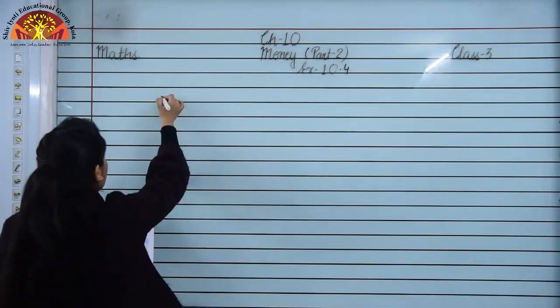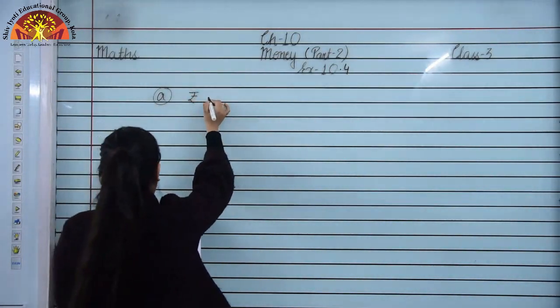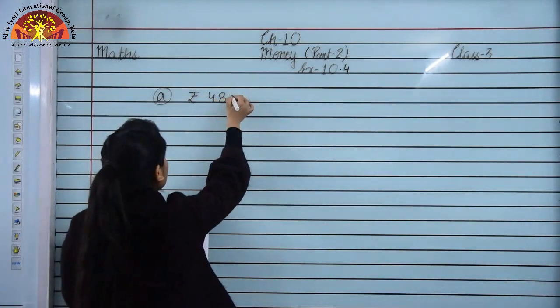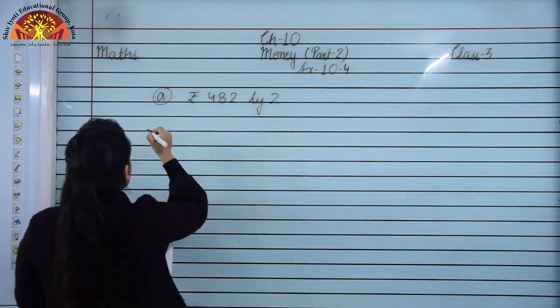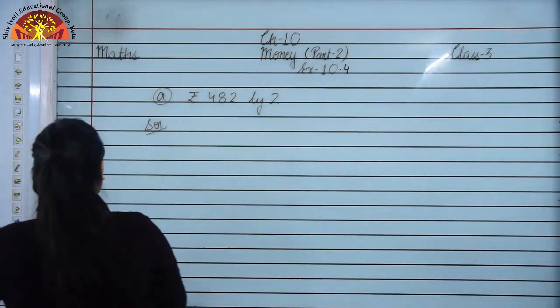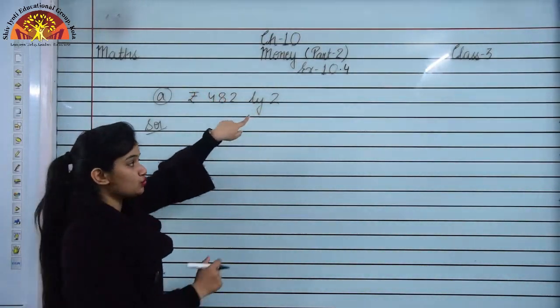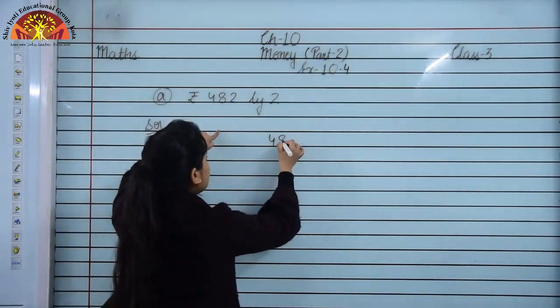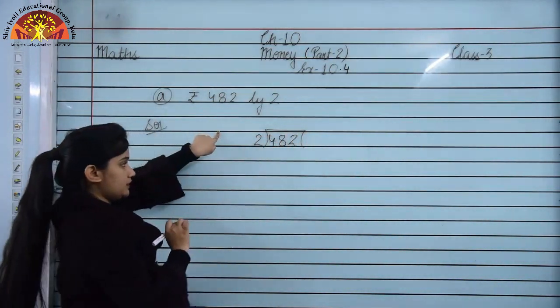So I am taking A part of this exercise, that is rupees 482 by 2. First we will see this number 482. We have to divide this number by 2. So first we will write this number 482, and 2 we will write here.